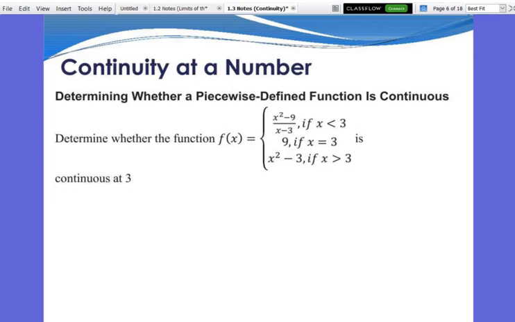So we got that issue. What about this one right here? If x is 3, this is 9. What about this side right here? 9 minus 3 is 6. So is the limit going to exist here?